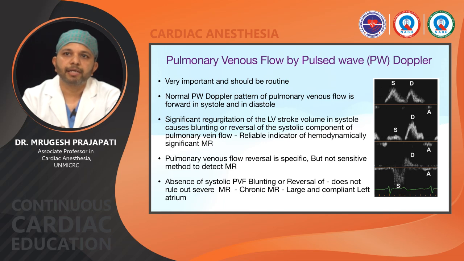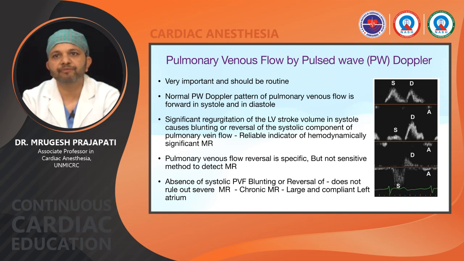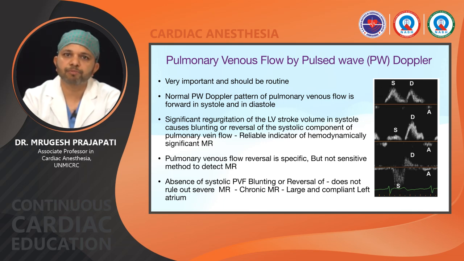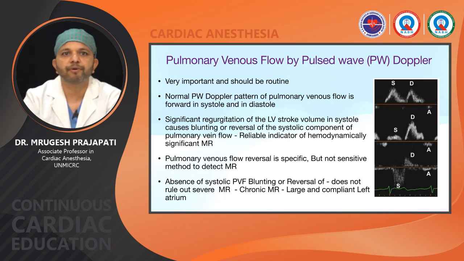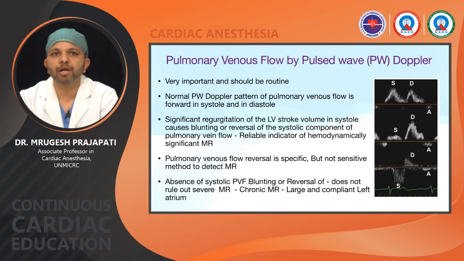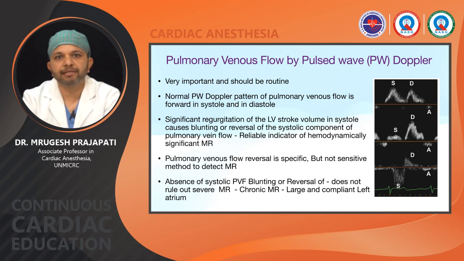It means that if there is severe MR, there is not necessarily a reversal of pulmonary venous flow, but if there is reversal of pulmonary venous flow, then it definitely suggests severe MR. Absence of systolic blunting or reversal of the pulmonary venous flow does not rule out severe MR, like in the case of chronic MR where there is a large and compliant left atrium.